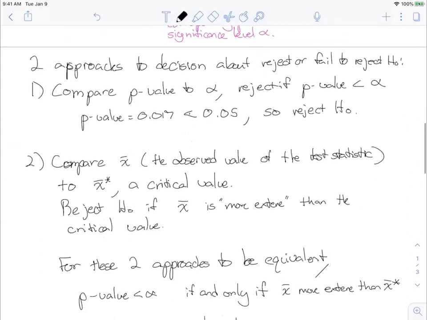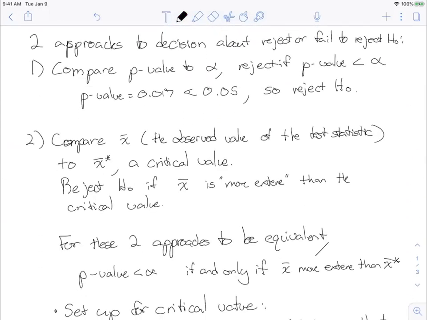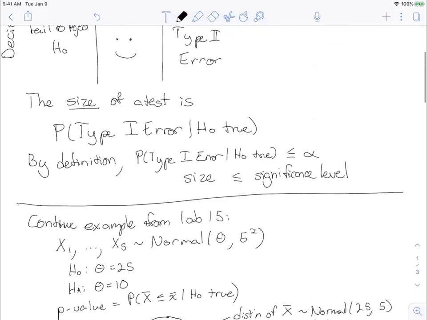Okay, so we have these two approaches to making a decision about whether we're going to reject or fail to reject the null hypothesis. One is based on a comparison of a p-value to the significance level of the test. And the other approach is based on a comparison of the test statistic to a critical value for the test statistic. And the critical value is like the transition point between rejecting and failing to reject the null hypothesis. Okay, the point of all of this setup is to understand the relationship between the size of a test and the significance level of a test.